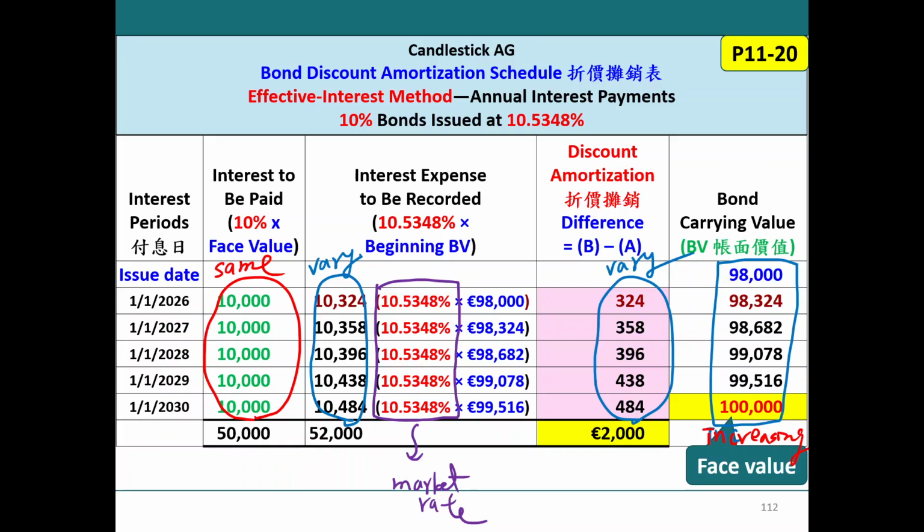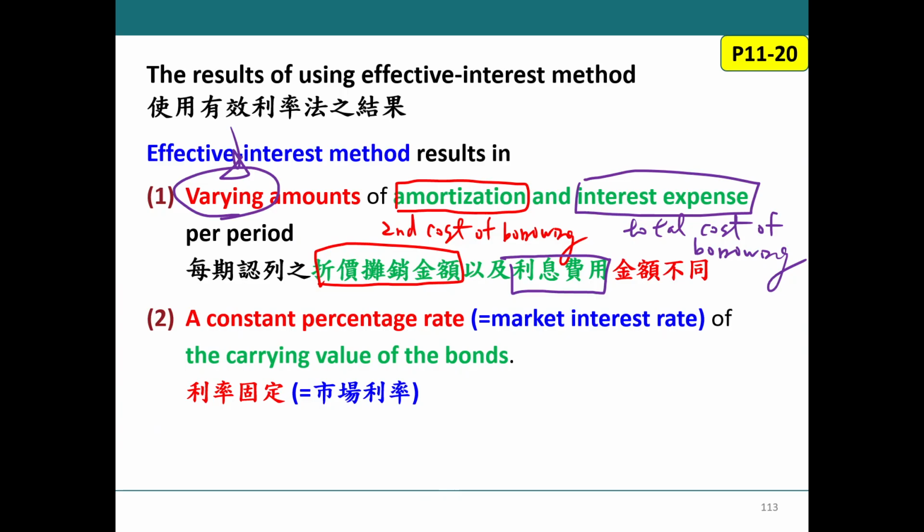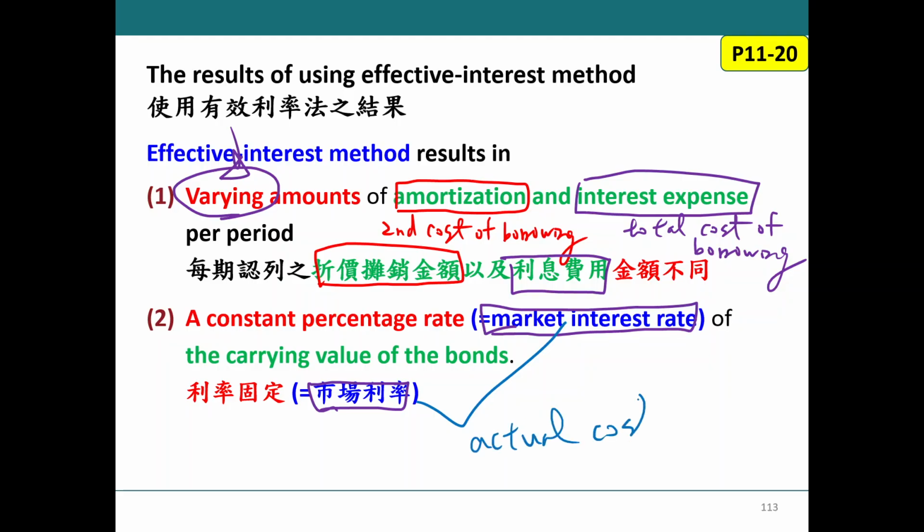But our purpose is we want to know our market interest rate. Our true cost should always be the market interest rate, okay? So we always report the market interest rate. That's what we want, because that's the actual cost we have, and we want to report it on your financial statement.